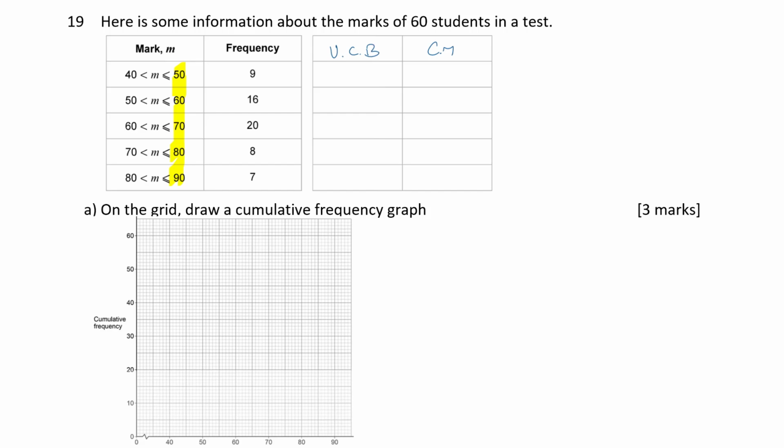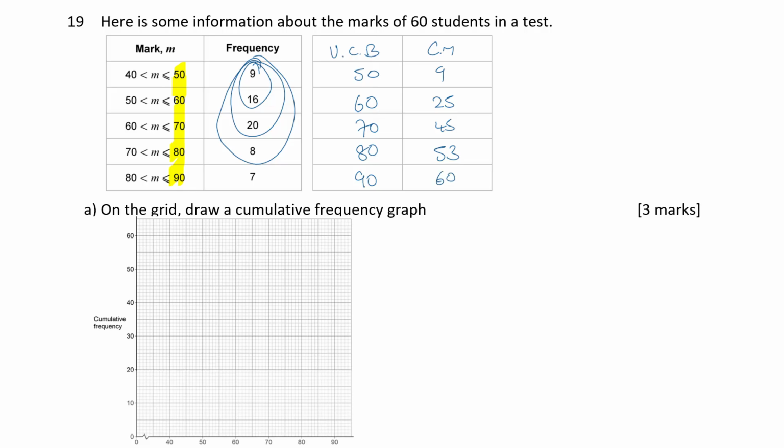So I'm going to be plotting 50 against 9. I'm going to be plotting 60 against those two added together. 9 plus 16 is 25. I'm going to be plotting 70 against, well, 25 plus 20 is 45. I'm adding those together, aren't I? And then I'm going to be plotting 80 against 45 plus 8, which is 53. And then finally, I'm going to be plotting 90 against 53 plus 7. It's going to be 60.